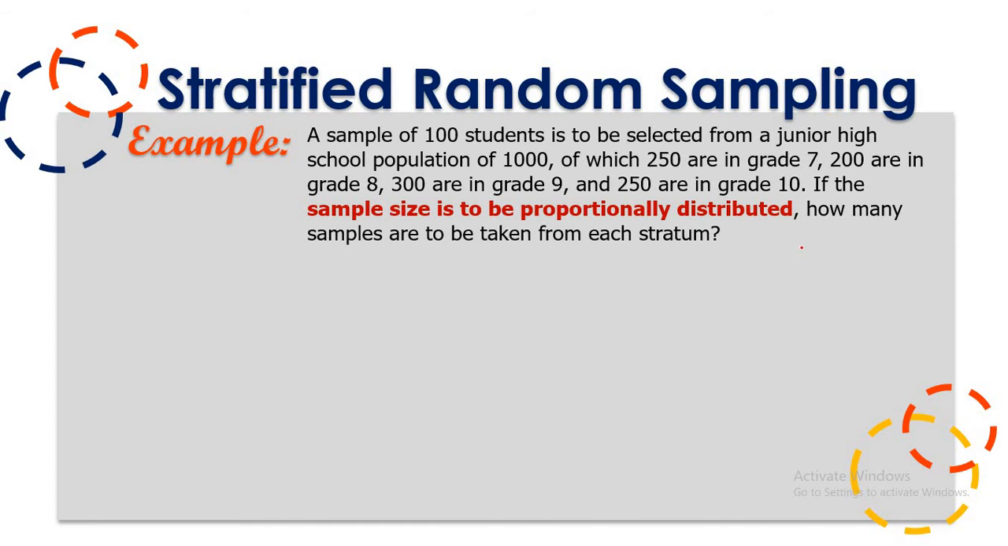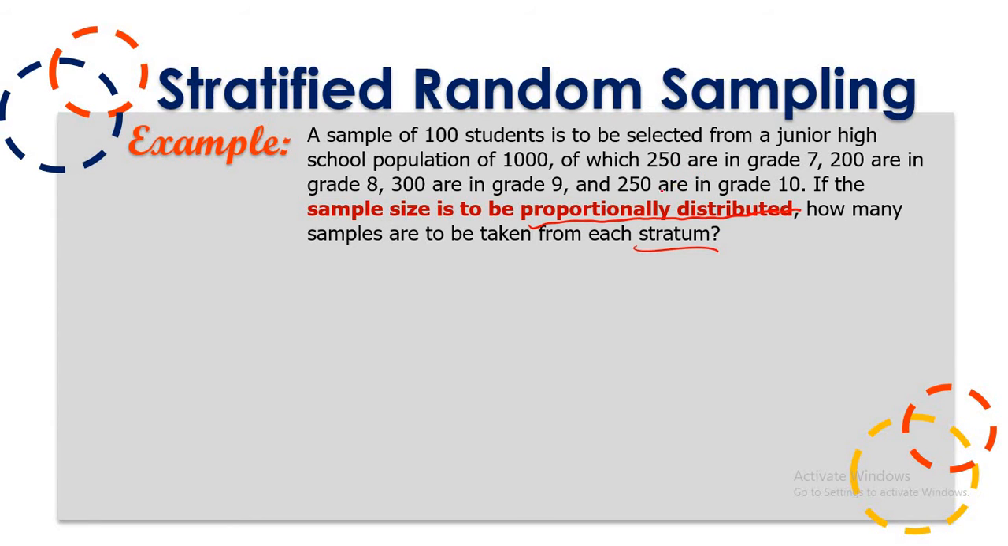How do we know we are going to apply here stratified random sampling? We can see a jargon, stratum. We also have here the term proportionally distributed. When we say proportionally distributed, it is the same as stratified random sampling.